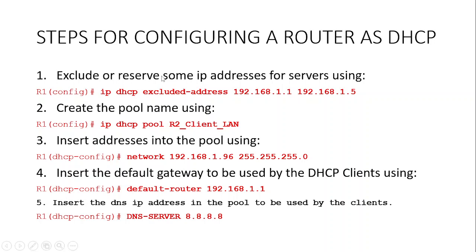So to do that, we shall use a command IP DHCP pool. Then you put your name of your choice. For me, I'm going to be using R2 client LAN, but you are free to use any name for your pool. So that is the second step.